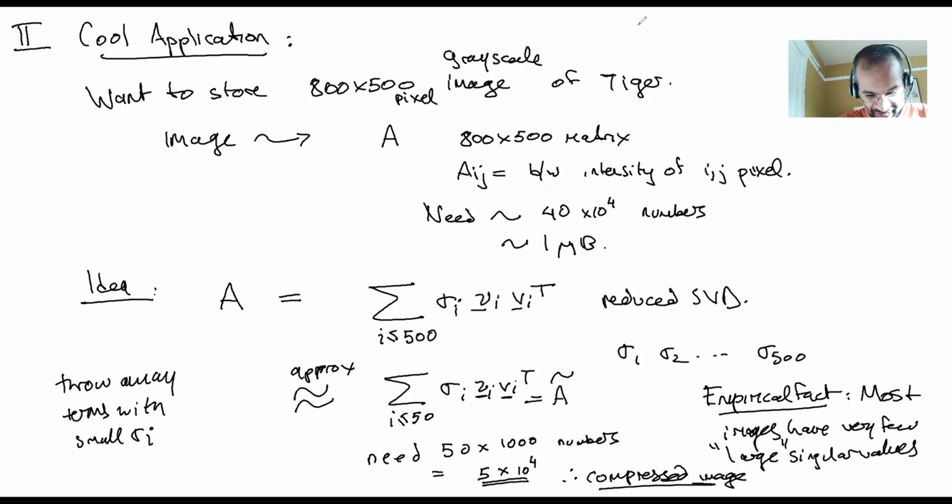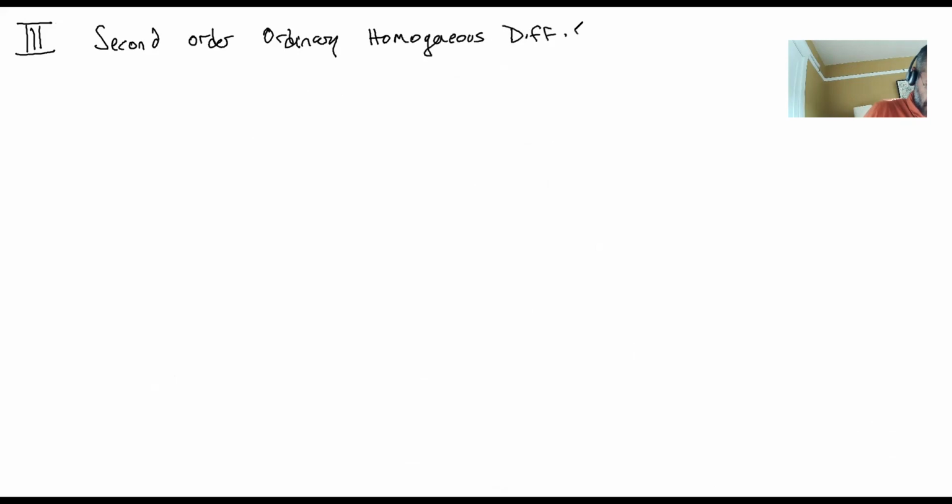So that's the end of linear algebra per se. And in the beginning of the course, I showed you this picture of this elephant that had all these different parts. And I hope you now see, the SVD really shows how all these different things that we did are actually very closely related to each other. What we're going to do now is start talking about differential equations. Second order ordinary homogeneous differential equations.